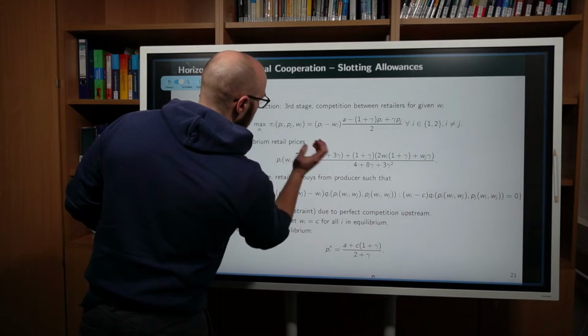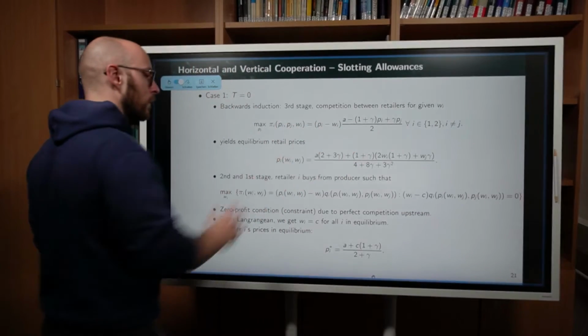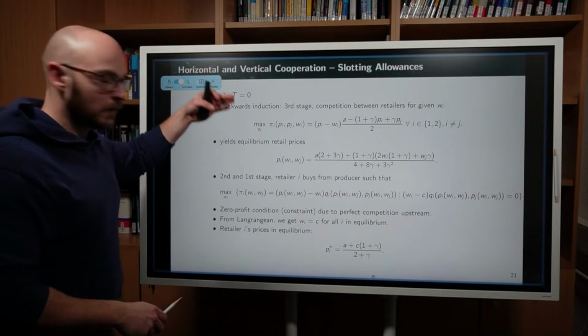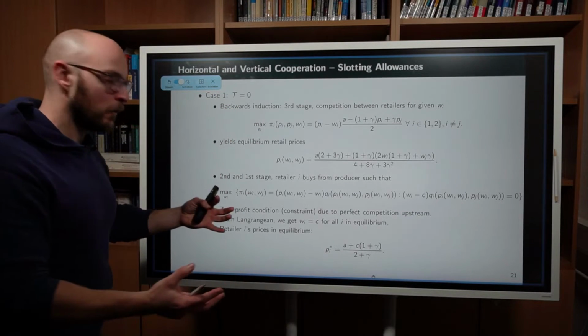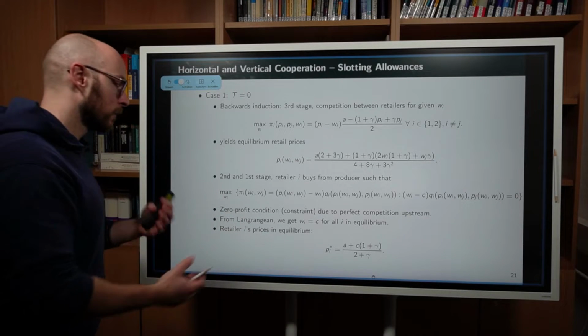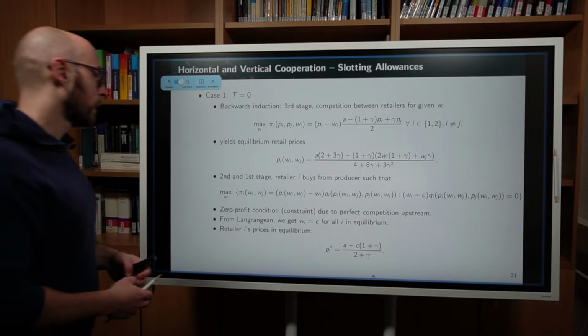You can do that as a practice. Again, you just have to differentiate the function. You could do the same for the other firm. You would have two first order conditions that you can solve, right? Because it's two functions with two unknowns.